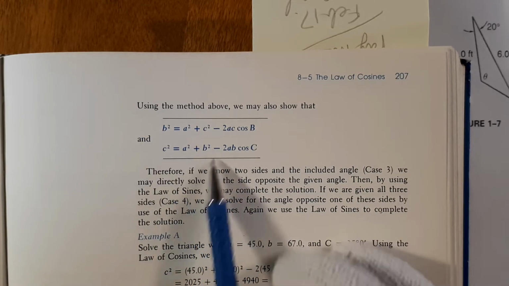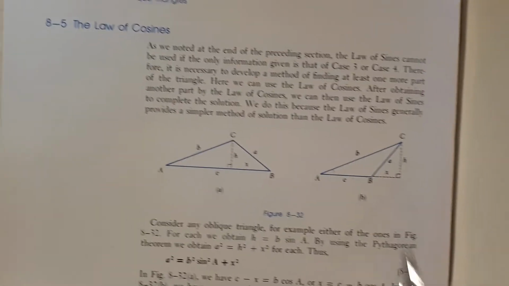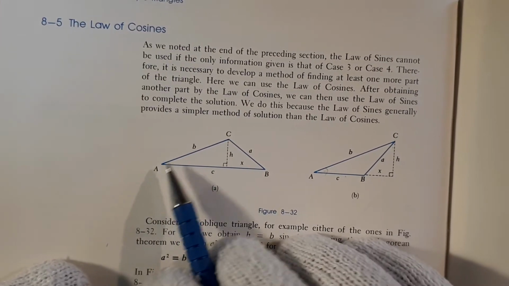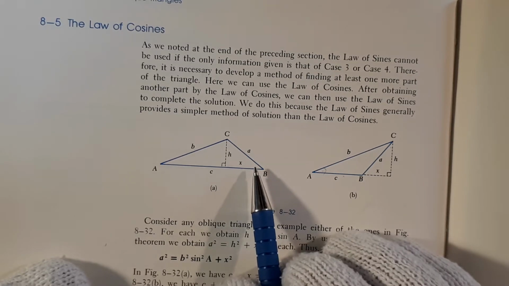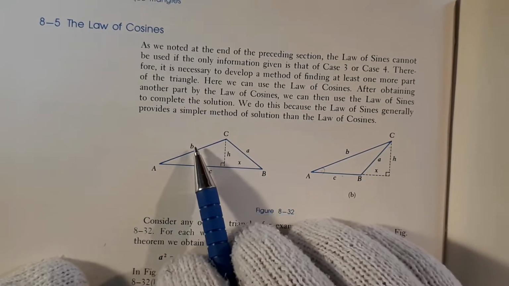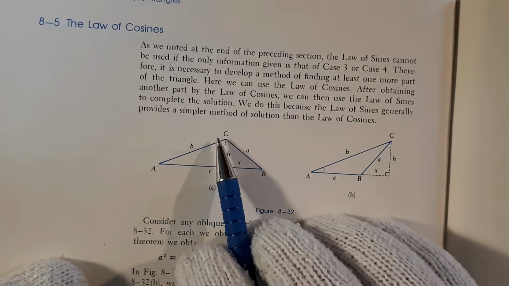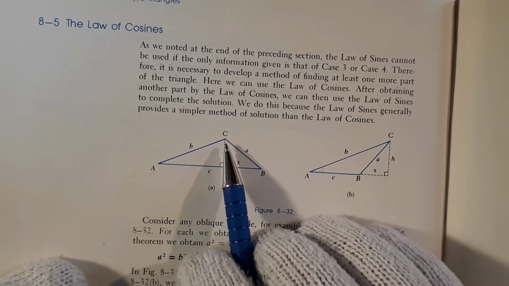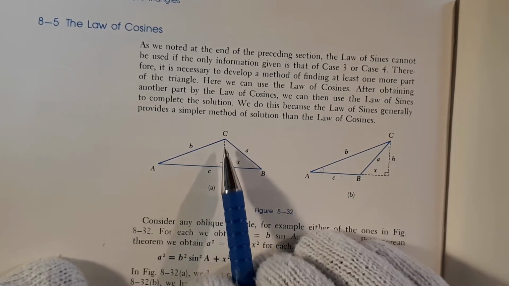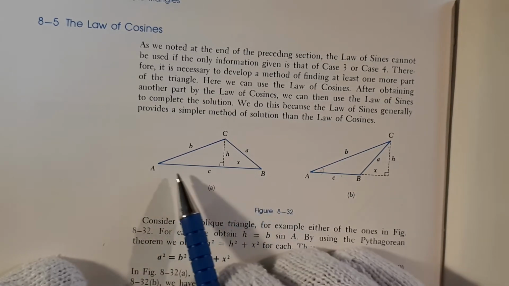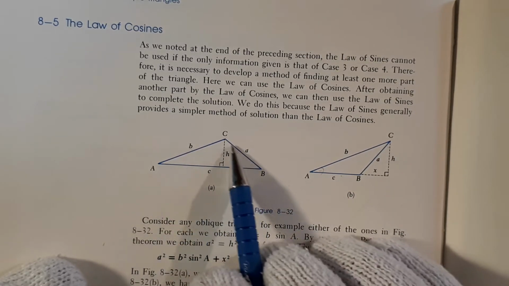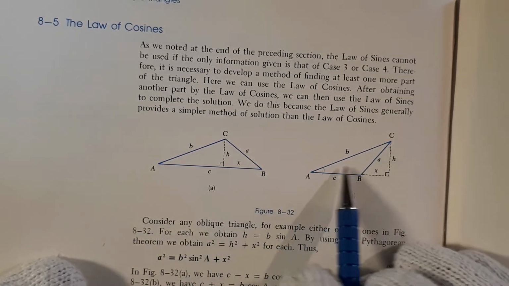And what do these variables mean? Let's have a look at a triangle. The capital letters represent the angles. So this would be angle B. Opposite angle B would be the lowercase b, and that represents the length of that side. Here is angle C, and opposite angle C is lowercase c, which represents the length of this side. And same with A, lowercase a is the length of the opposite side.